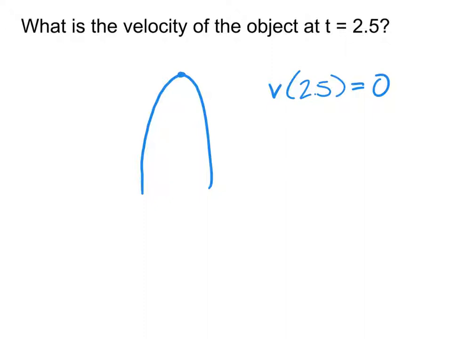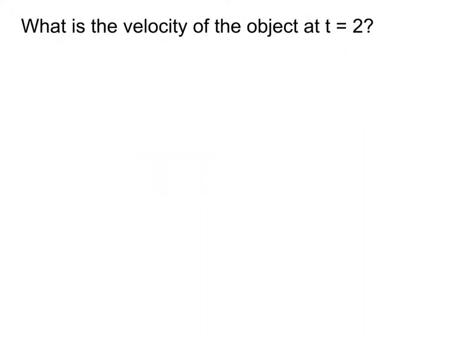Well, that one, it's logical, right? Let's do something a little more challenging now. What is the velocity at t equals 2? This one's going to take you a little bit longer to work through. So I'm going to give you a few minutes. Go through and figure out how you would figure out what the velocity is exactly at 2.